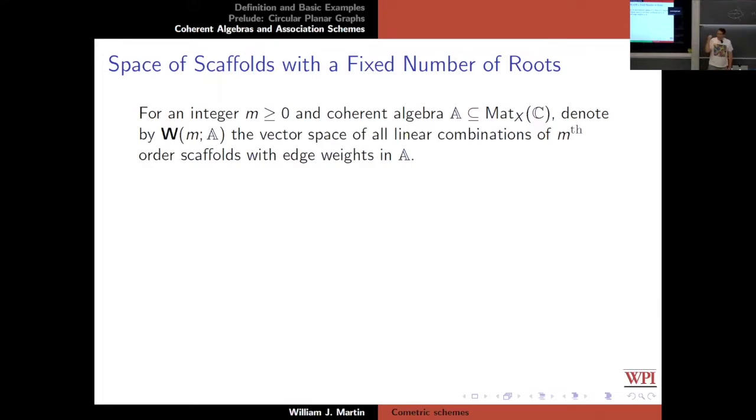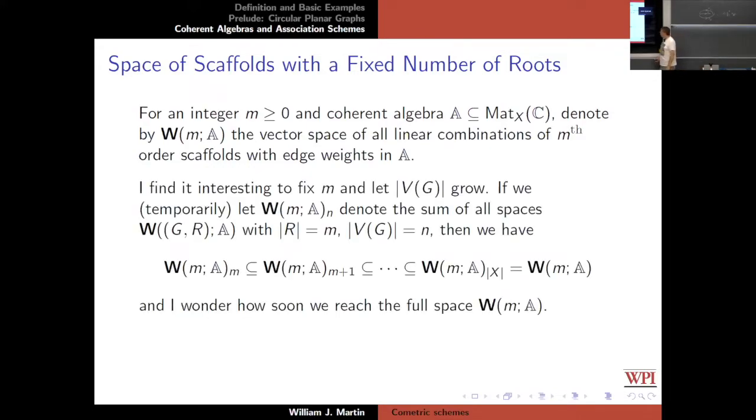Say, okay, I want just 2 red dots. Now what possible things can I get if I have an arbitrary number of hollow dots in there and I just have 2 red dots? How much bigger than the Bose-Mesner algebra can it get? 3 red dots. So these are these nth order scaffolds with edge weights in this coherent algebra. So I'm interested in fixing them and letting the number of nodes in the scaffold grow.